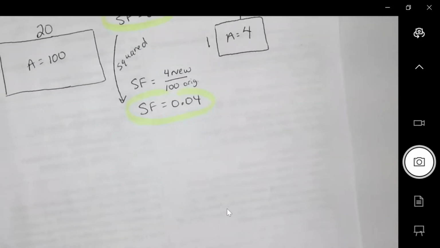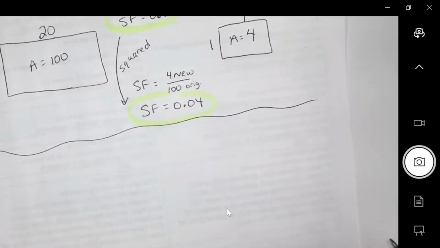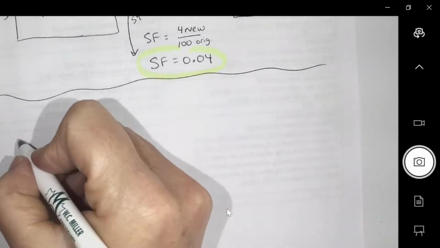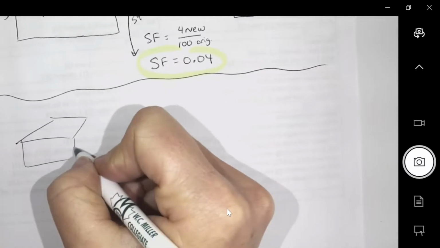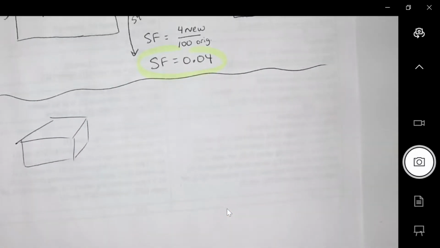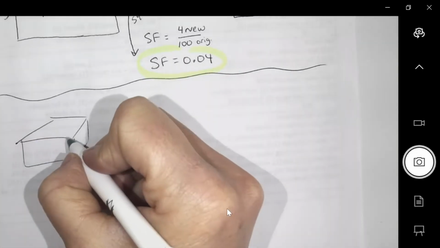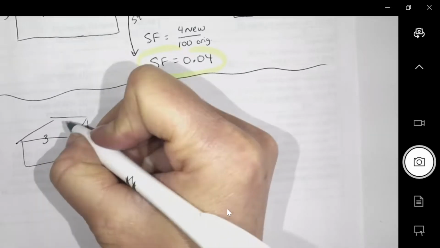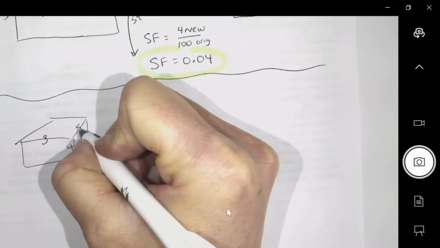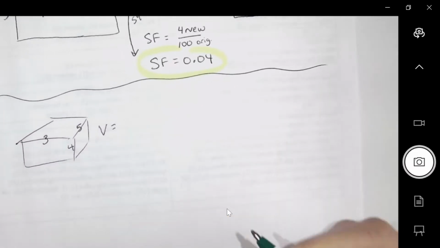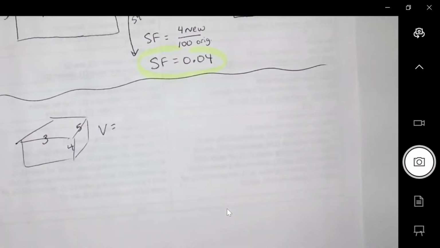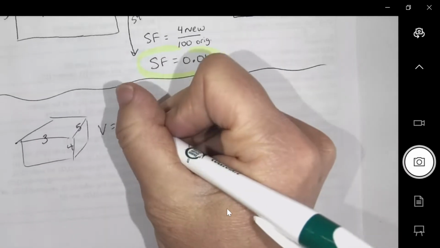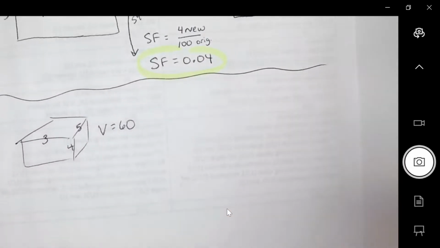Okay, let's do 3-dimensional. Do we understand three-dimensional objects like a cube, a sphere, something like that? Okay, let's go 3 by 5 by 4. Can we get the volume of that? Do you know how to do a volume of something like that? Length times width times height. So 3 times 4 times 5 makes a volume of 60.